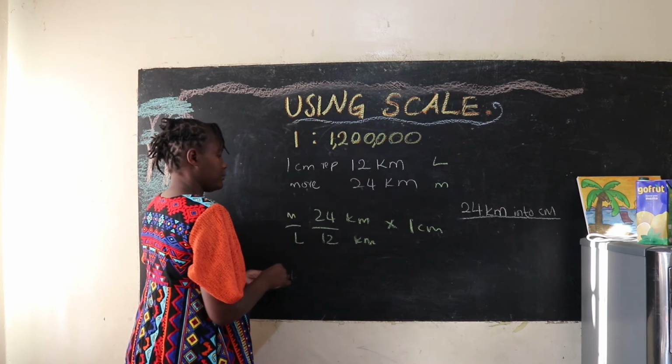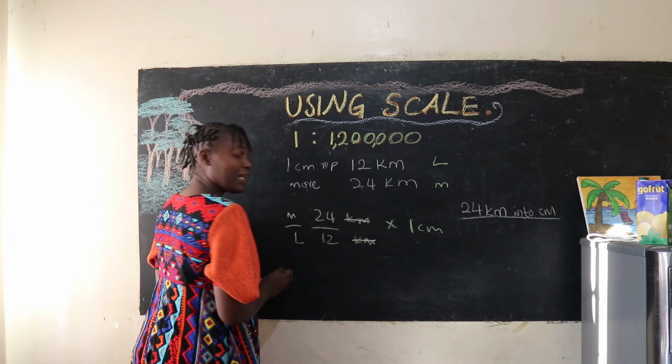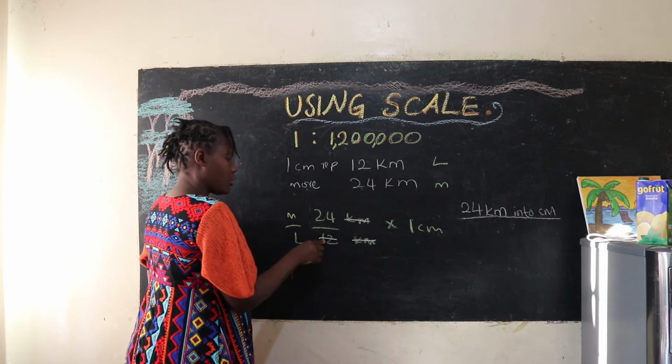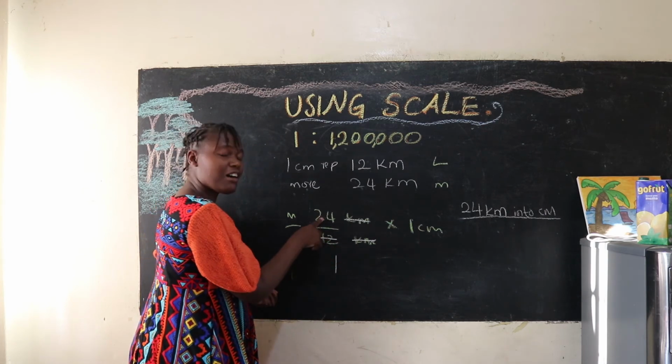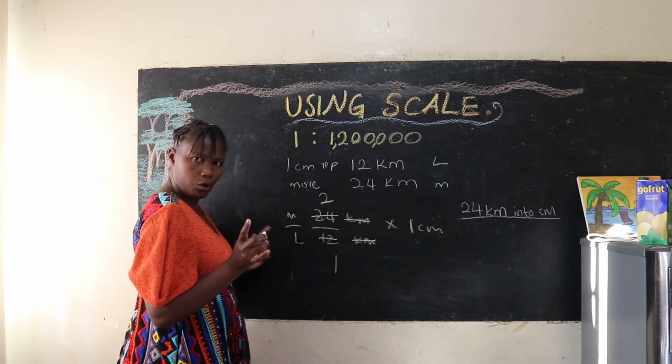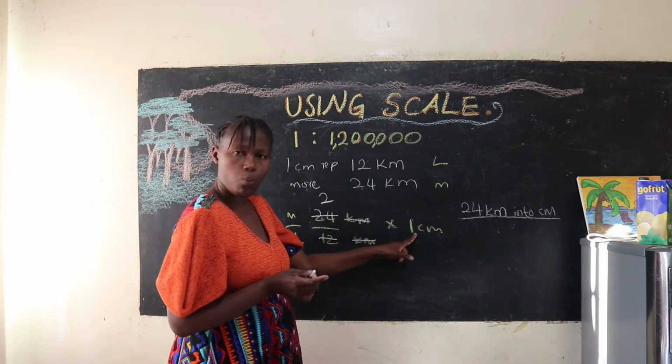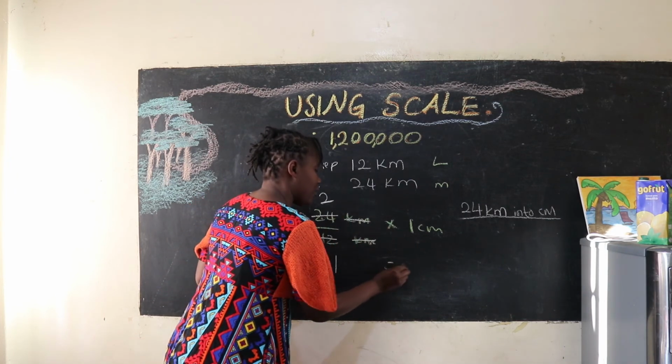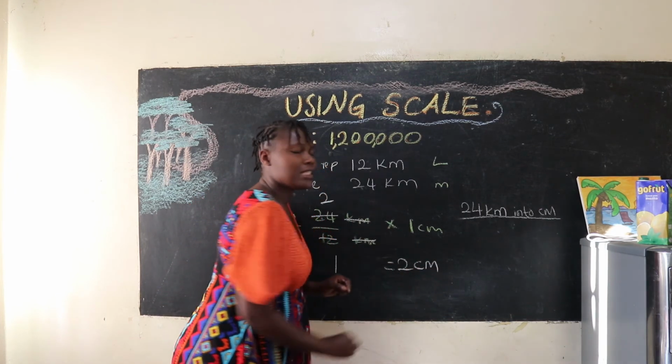So let's cancel. Kilometers goes with kilometers. How many 12s go into 12? 1. How many 12s are found in 24? 2 of them to give you 12. And so we have 2 times 1 centimeter, and we have 2 centimeters.